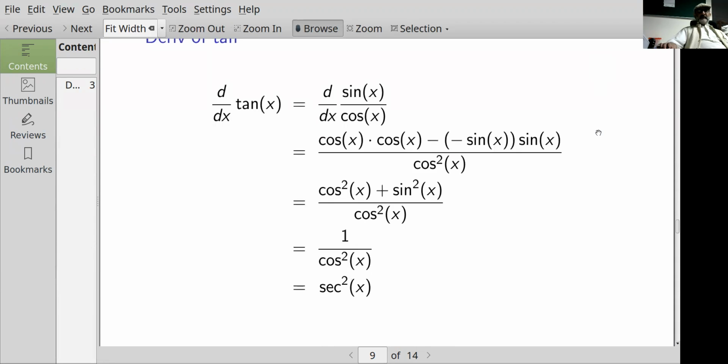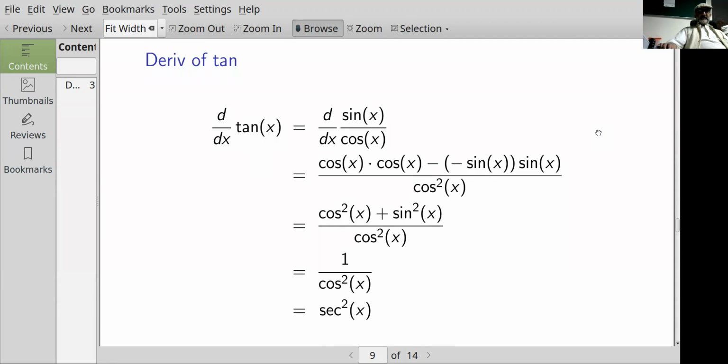The derivative of tangent of x is the derivative of this quotient of functions, sine of x divided by cosine of x. So that will be cosine of x times the derivative of sine x, which is cosine x, minus sine of x times the derivative of cosine x, which is minus sine of x, divided by cosine squared of x. So the numerator is cosine squared of x plus sine squared of x over cosine squared. But cosine squared plus sine squared is equal to 1, so we have 1 over cosine squared, which is equal to secant squared of x. So the derivative of the tangent of x is equal to secant squared of x.